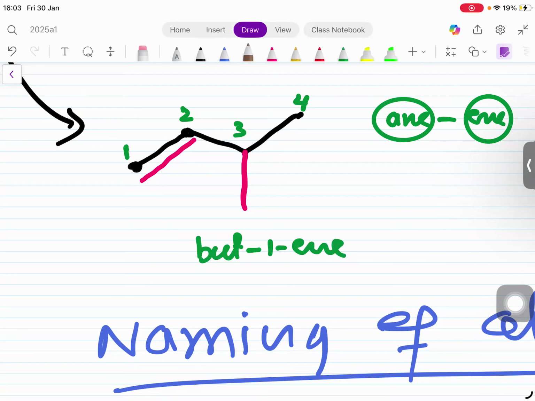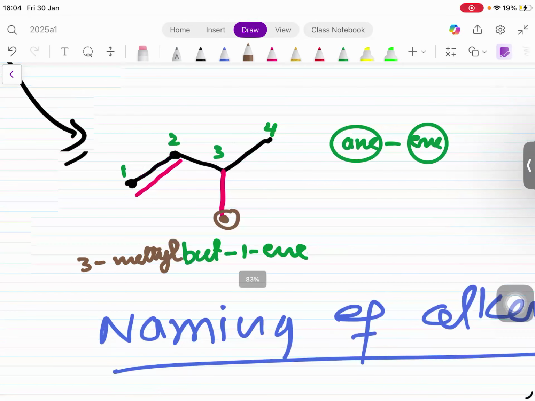So but-1-ene, and this is what? This is 3-methylbut-1-ene. And what is 3? 3 is the branch attached, which is methyl. So almost the rules are the same which we learned yesterday, but the only difference is that ane is replaced with ene, and we have to tell the position of ene as well, right? And the priority is given to ene.